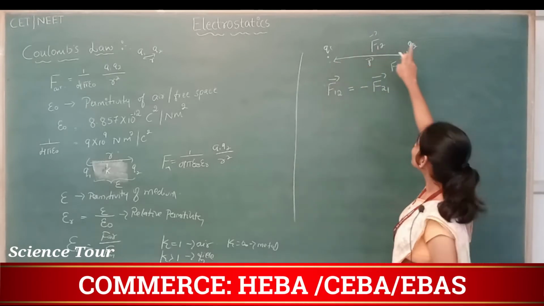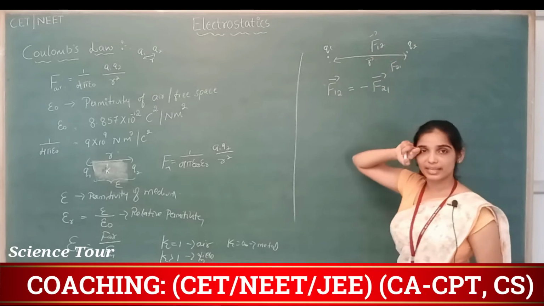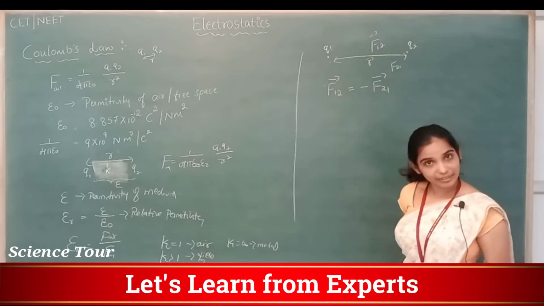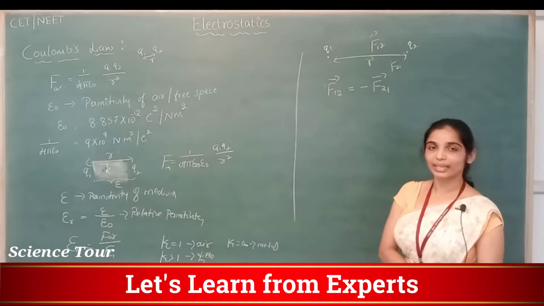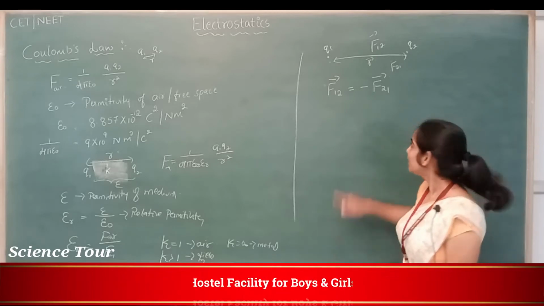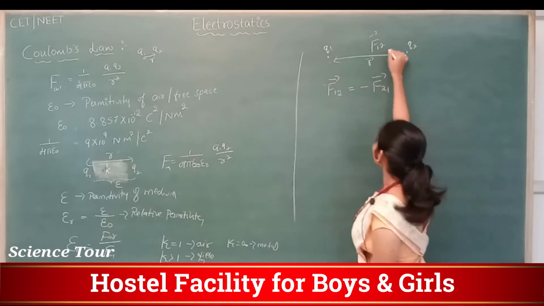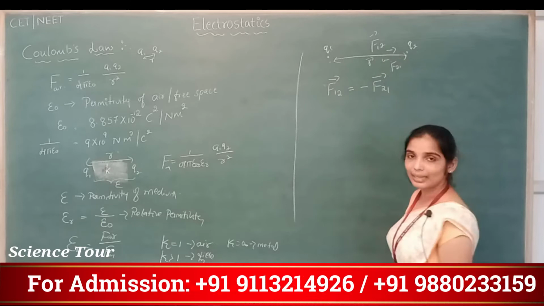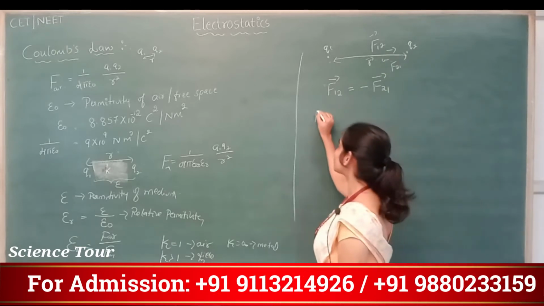Q1 will apply force on Q2, if I call it F12. Q2 will also apply force on Q1, if I call it F21. They are equal in magnitude but opposite in direction. If F12 is this, F21 will be this. So what will be the magnitude of it?